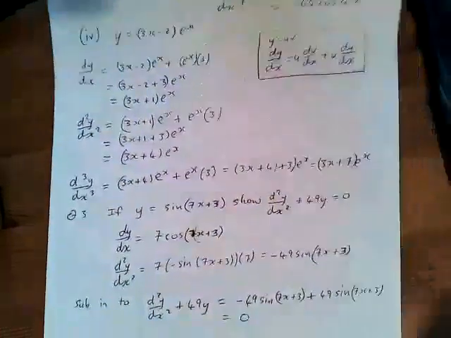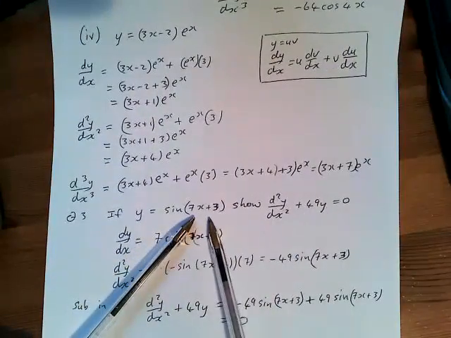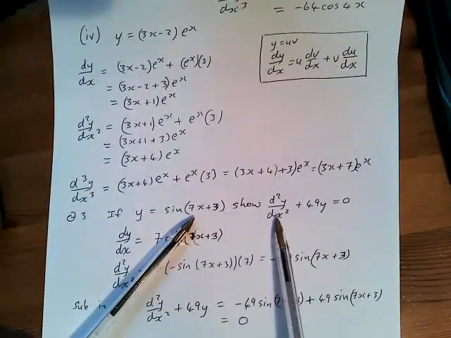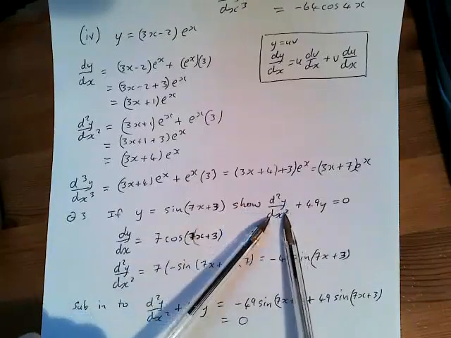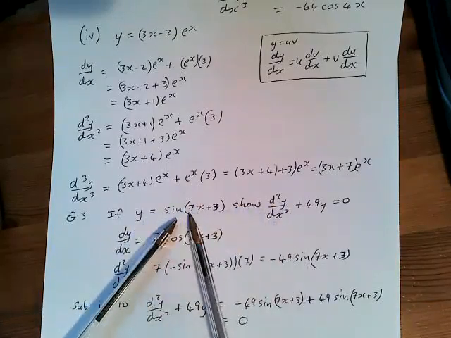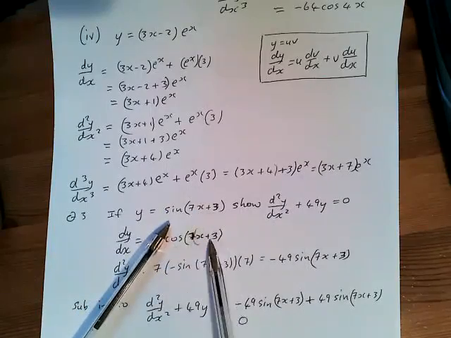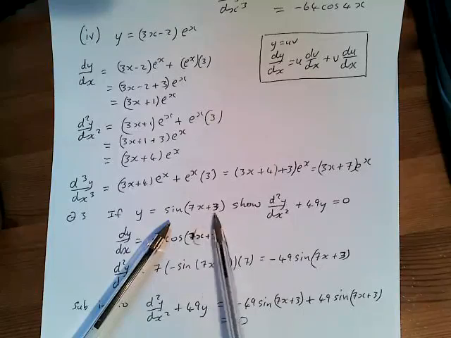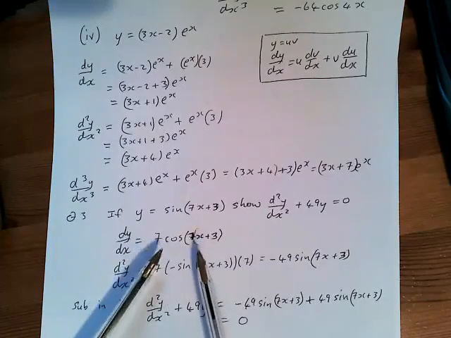Number 3, we're just trying to show a result. We're trying to show this is true in the case of number 3 when y is sine of 7x plus 3, so we need to differentiate to get the first derivative and differentiate again to get the second derivative and then sub in. Okay, so if we differentiate once, sine goes to cos, we get cos of 7x plus 3 back. Again, remember, you multiply your answer by the derivative of the inner function. Differentiate 7x plus 3, you get 7. So dy dx is 7 times cos of 7x plus 3.